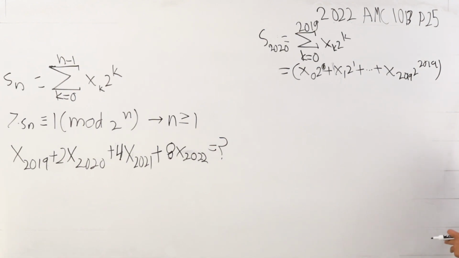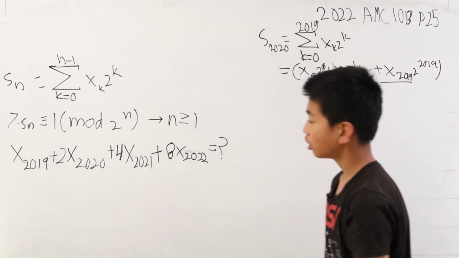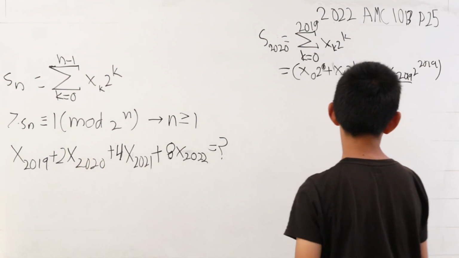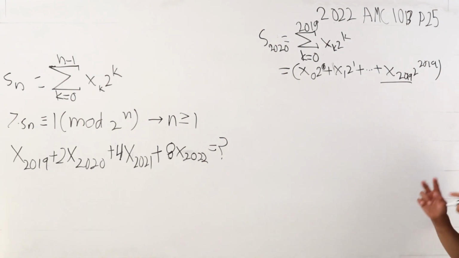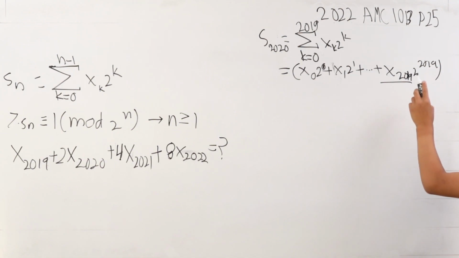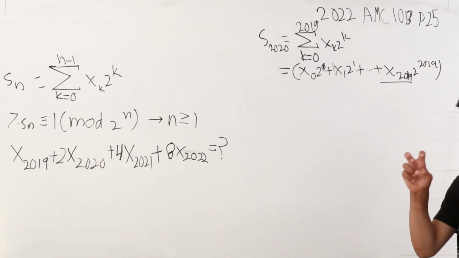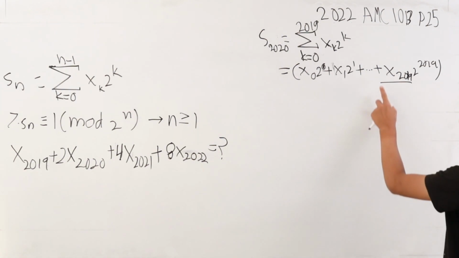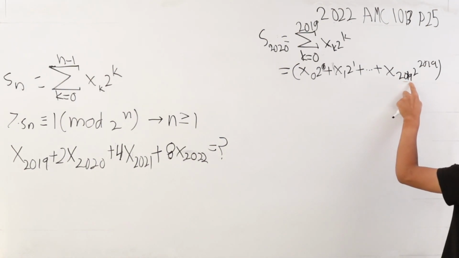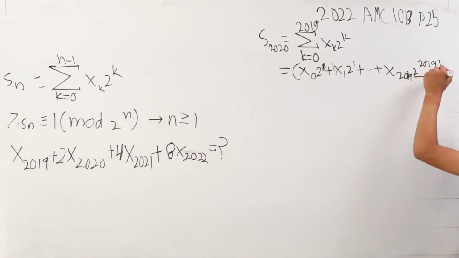Now let's look at this last term. We have the x of 2019 part here, which is what we want. But there's also something here that we don't want: this term multiplying it, 2 to the power of 2019. In order to get rid of it, we can factor it out. So it's good to keep in mind that this is what we're factoring out.